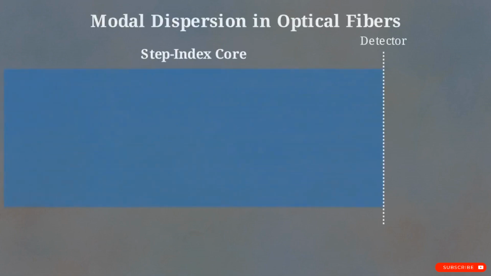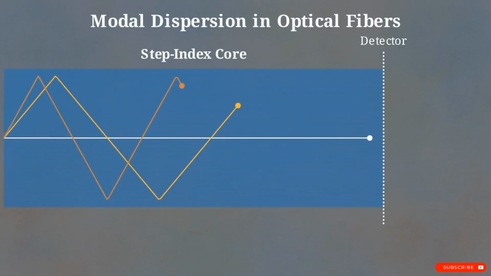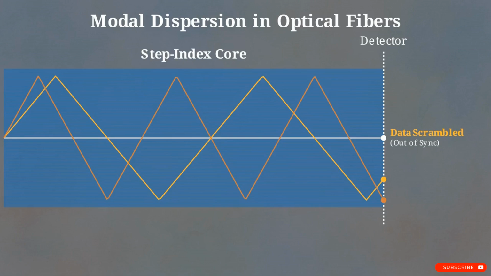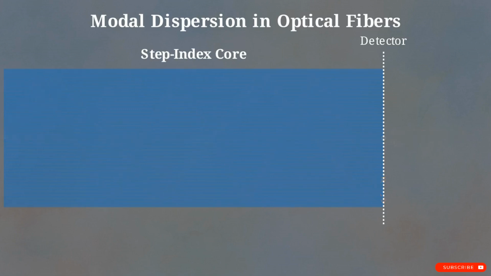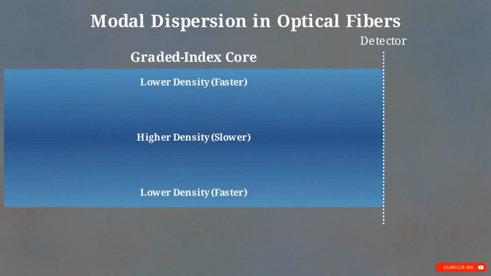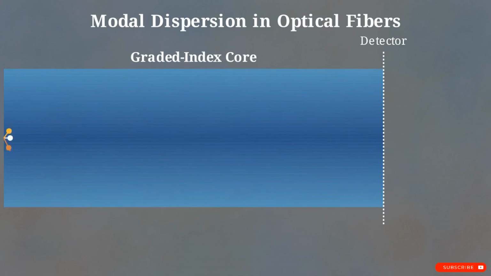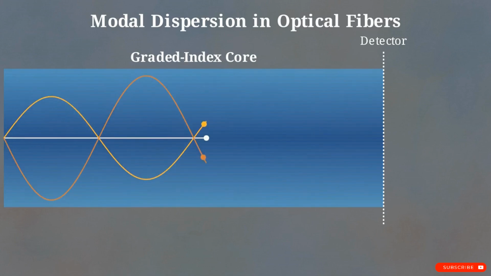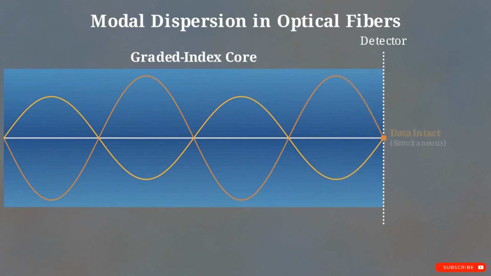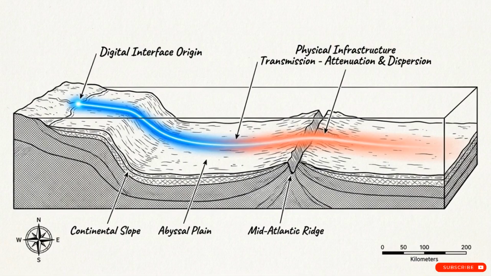Inside a wide core, light takes many bouncing paths. Wider angles travel further, arriving out of sync and scrambling data, causing modal dispersion. To fix this, graded index cores decrease glass density toward the edge. Outer beams travel faster through less dense glass, arriving simultaneously. But even graded index technology degrades over thousands of miles. It isn't precise enough to carry your text message across the Atlantic.